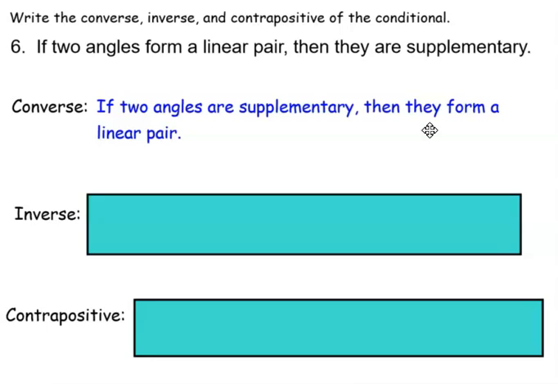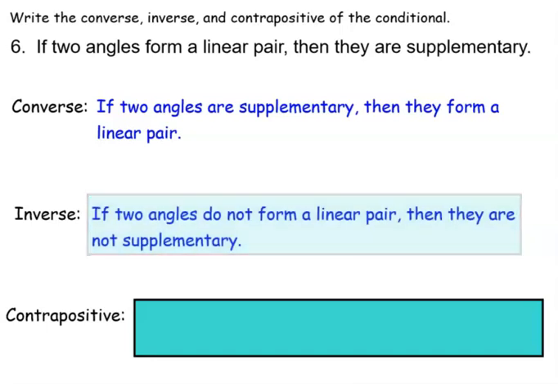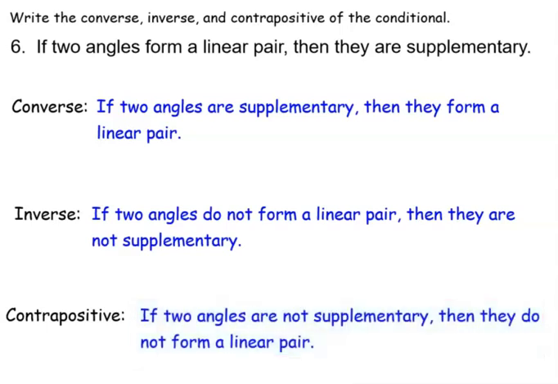So if I keep going with the inverse, now I want to make it negative. If two angles do not form a linear pair, then they are not supplementary. And finally, contrapositive, I'm going to do both. If two angles are not supplementary, then they do not form a linear pair. If you need more time with the sentences, go ahead and hit pause now.